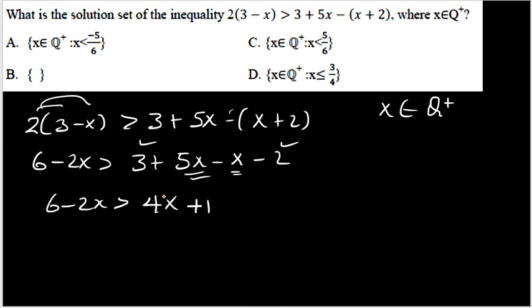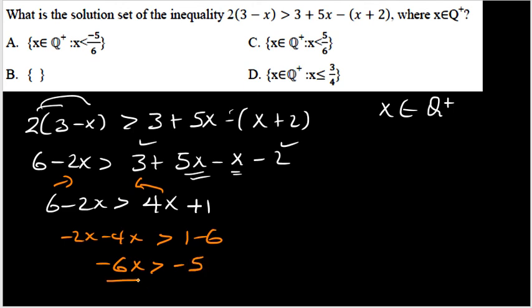And then let us reshuffle, bring the 4x to the left side, it will be negative 2x minus 4x greater than, take the 6 to the other side, 1 minus 6. And negative 2x minus 4x will be negative 6x greater than negative 5. Then divide both sides by negative 6. This time you need to take care, because we are dividing by negative both sides to get the x, and the inequality sign obviously will be changed, and then the x will be less than 5 over 6. Here negative cancel by negative.